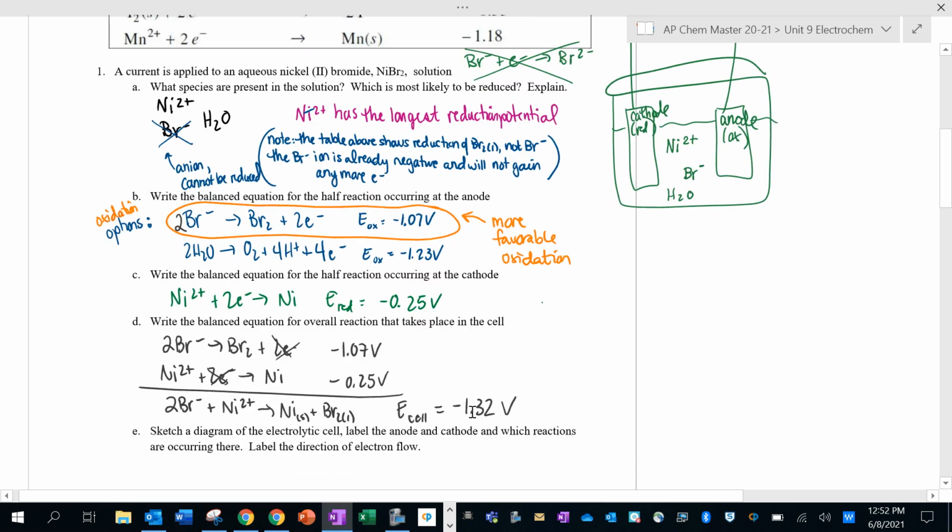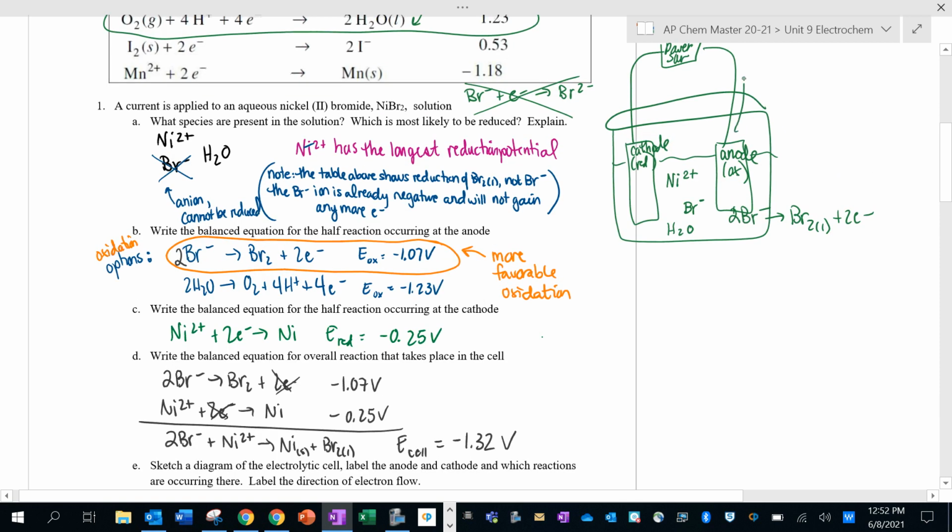And so if we add these up, if we can draw out what's happening here in the cell, over here at the anode, your bromide ions are turning into liquid bromine, and they're giving up electrons, okay? These electrons are going to travel through the wire over to the cathode, and over here at the cathode, the nickel ions are going to grab those electrons and form solid nickel. So we would see a buildup of solid nickel on the cathode, and then over on this side we'd notice some liquid bromine being formed.